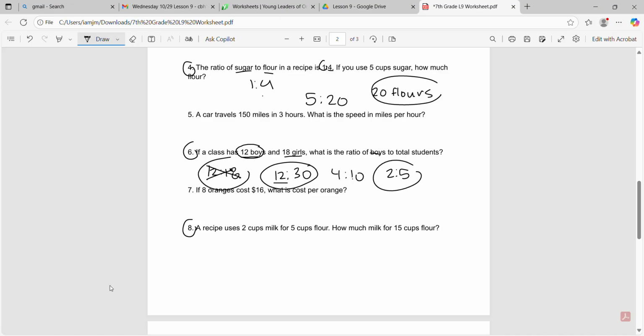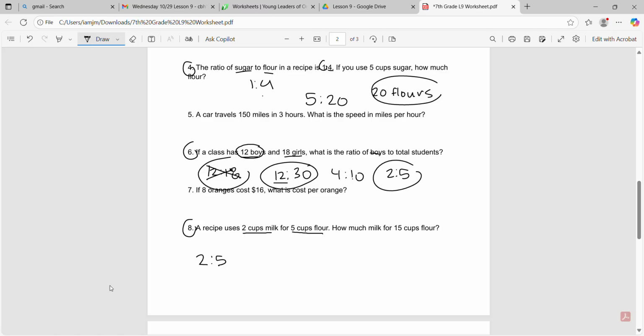That's number 6. Okay, moving on to number 8. A recipe uses 2 cups milk for 5 cups flour. 2 cups of milk for 5 cups of flour. So how much milk for 15 cups of flour?